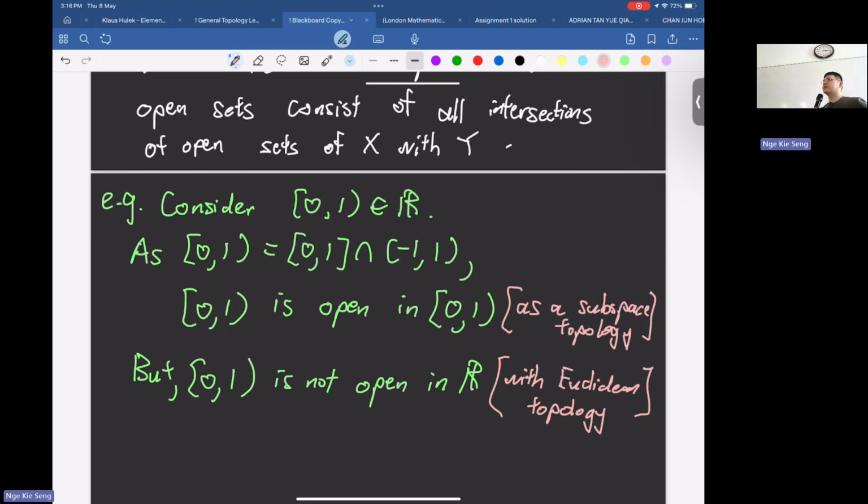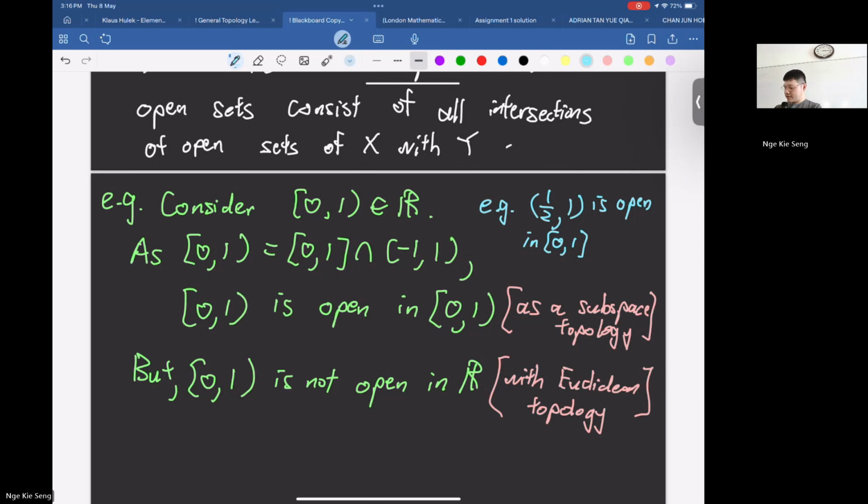Does it make sense? Can you give another open set inside the half open interval 0 to 1? You want to try? Half to 1. Okay, so closed at half, open at 1, is open in 0 to 1.